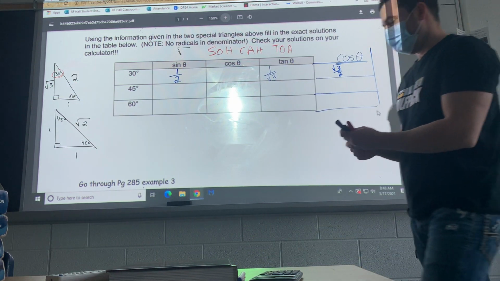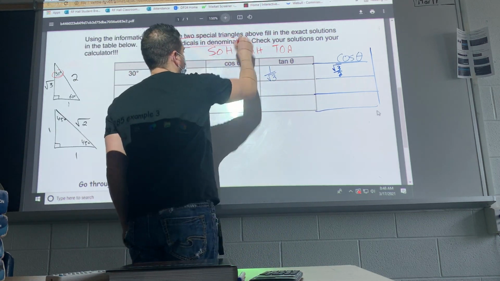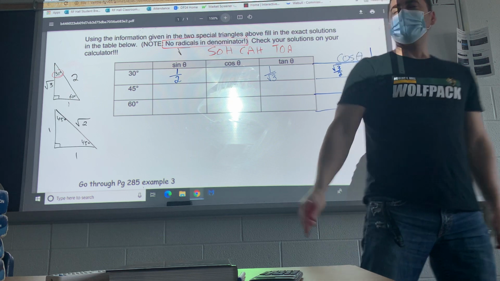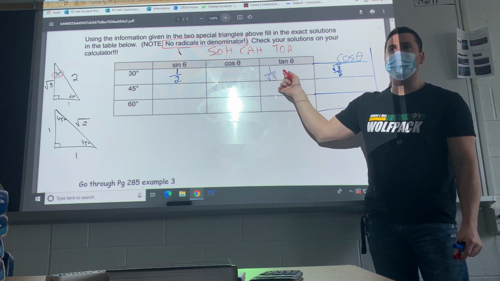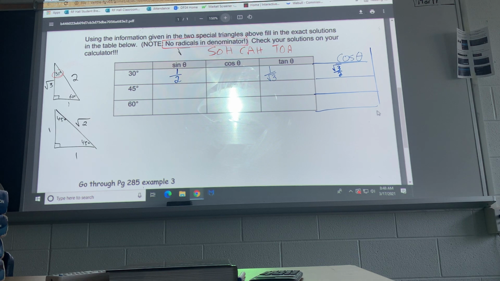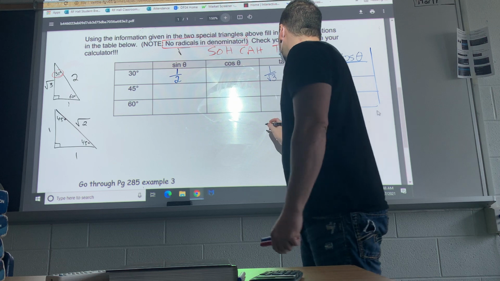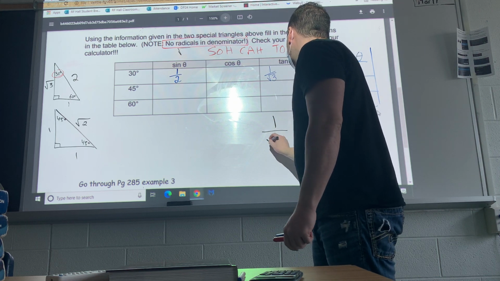But there's a rule here that says no radicals in the denominator. And for tan 30, we have a square root of 3 in the denominator. So we need to remove this radical. And I'm going to show you how to do it.